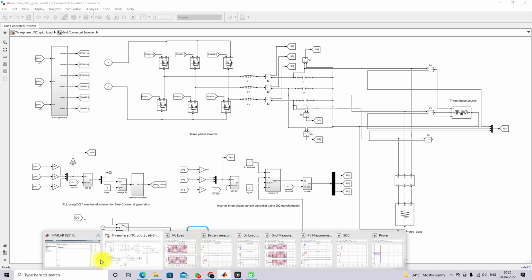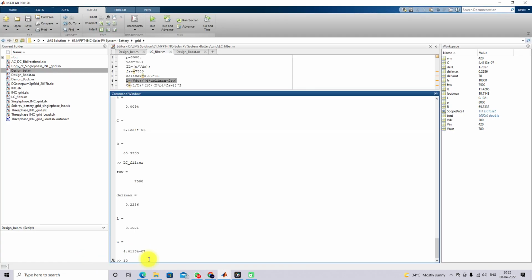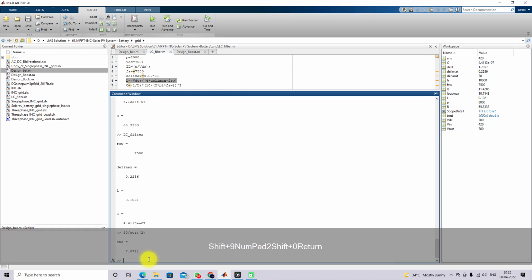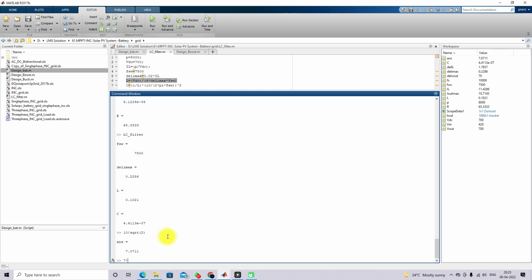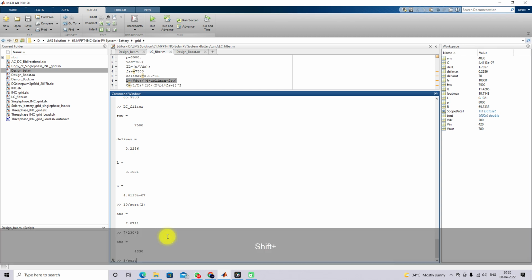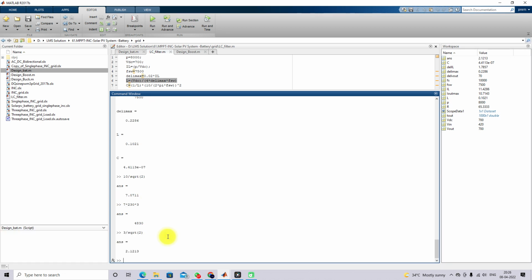So 10 divided by SQRT of 2 is around 7 amps. So 7 into 230 into 3, so totally we are taking power from the grid of around 4830 watts, when the IPV and the SOC are less than 0.5 and 10%. Now consider if we are sending 3 amps, so 3 divided by SQRT of 2 is around 2.12 amps.